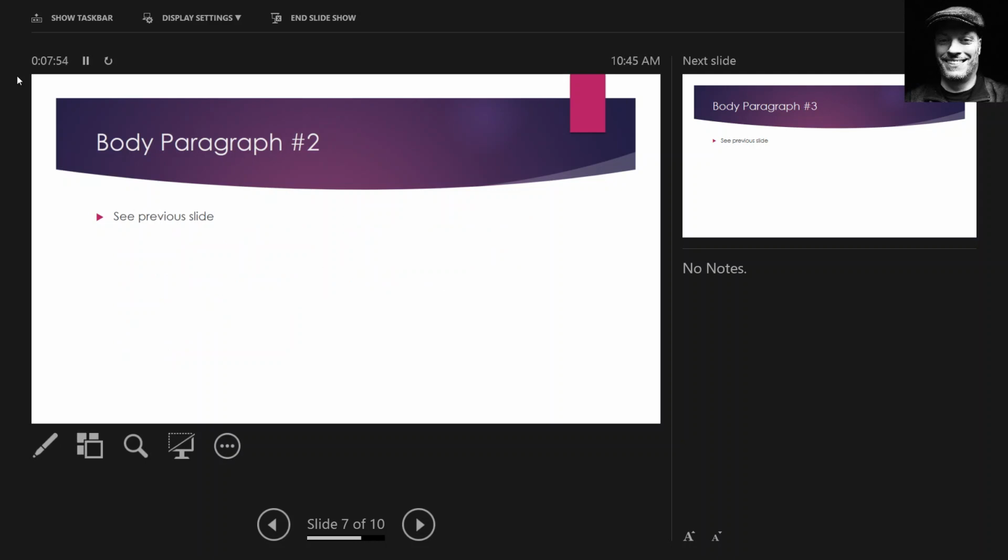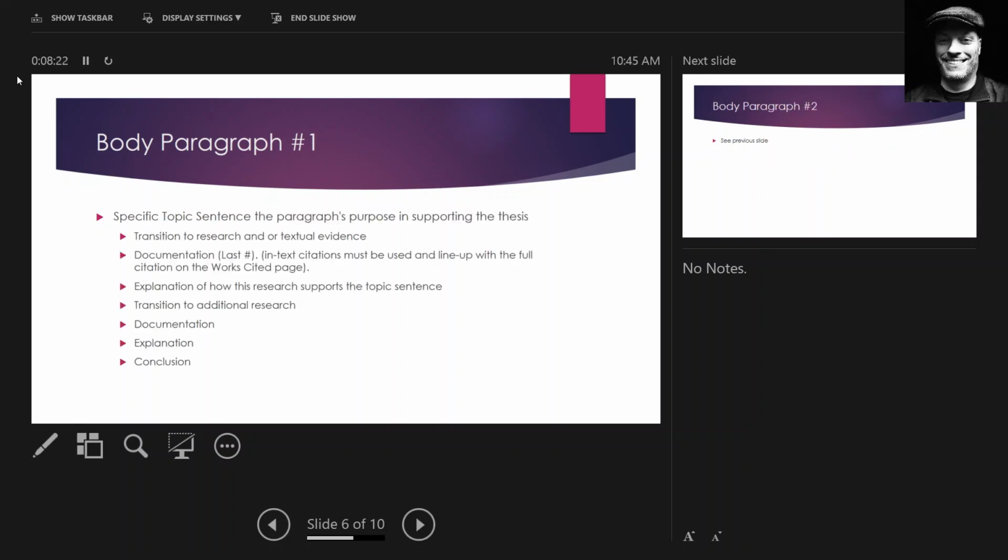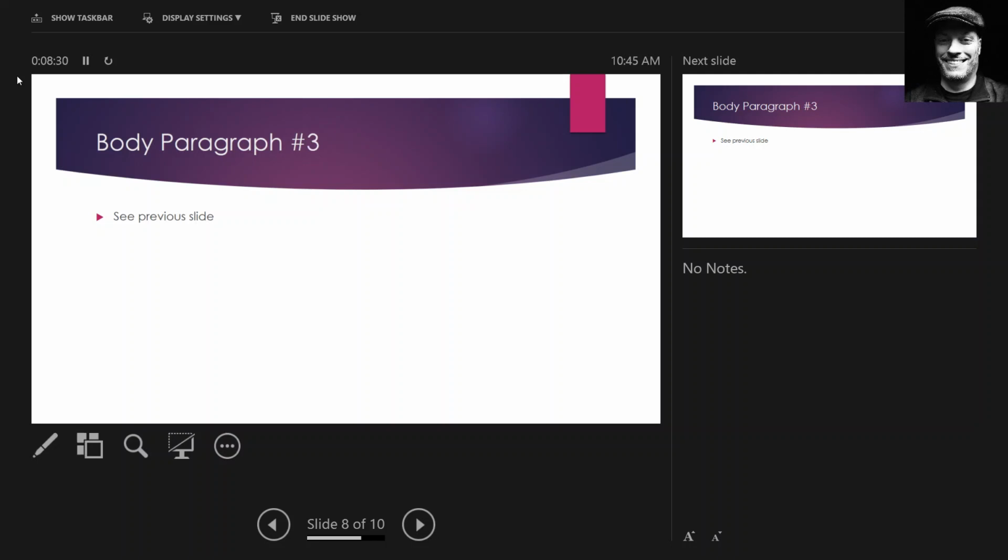The second body paragraph does the same thing, but is focused on a different characteristic. So if you focused on setting and nature in that first body paragraph, you might focus on the emphasis on innocence or youth in the next body paragraph, if that's applicable. The third paragraph, you'll focus on a third item and do the same thing. In other words, each body paragraph will go through this same process as body paragraph 1, but will present a different aspect to your argument.